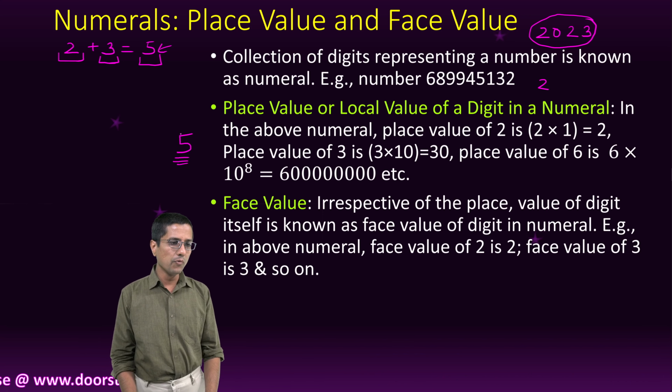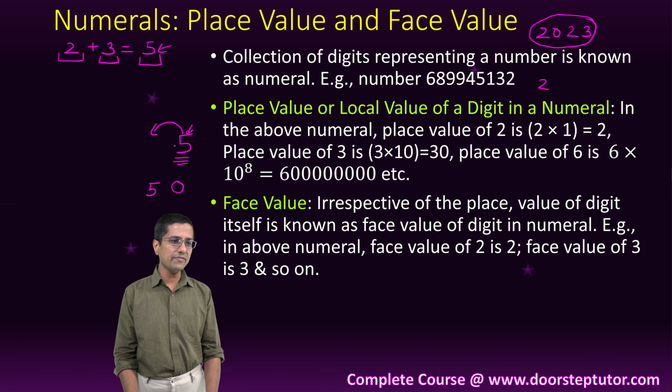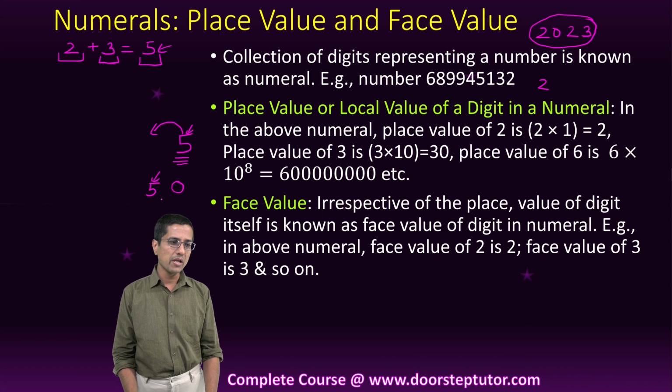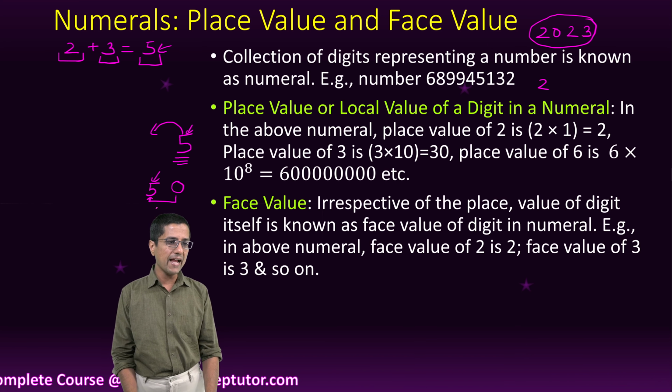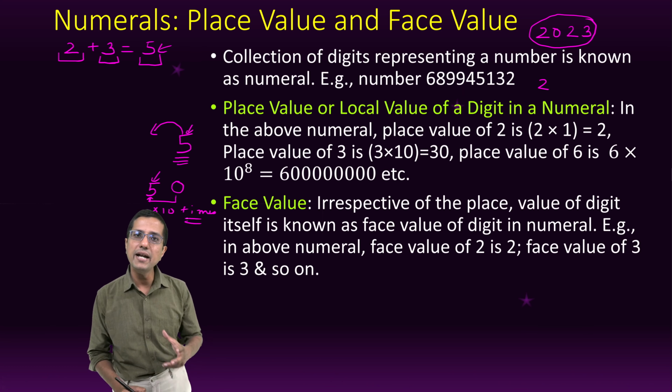Now if I move this digit to the left hand side, then I come up with another number, and this number has now become 50. So the digit remains the same. The digit here is 5 and here also the digit is 5. But the value of the digit as I moved it towards the left has increased by 10 times. So this is what we mean by decimal system.